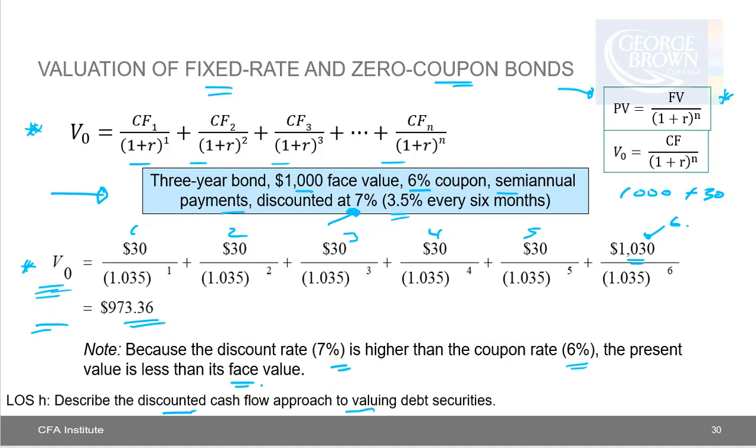And we can see here one thing: because the discount rate is higher than the coupon rate, the present value is less than the face value, and we can say that this bond is trading at a discount to par. It's trading at less than $1,000 because it's paying a 6% coupon, but interest rates have gone up. So as interest rates have gone up, the price has gone down. It's selling at a discount, so we can get that yield up to 7%, yield to maturity at 7%, okay?